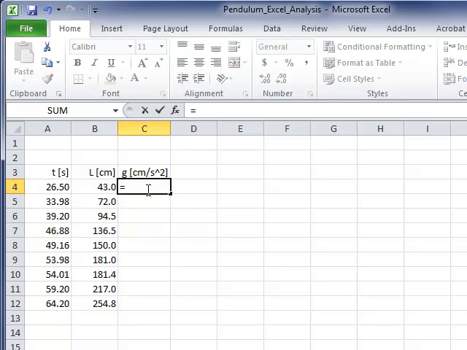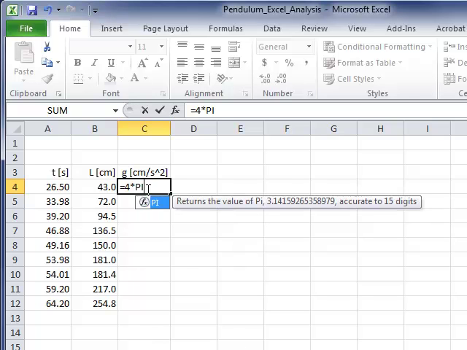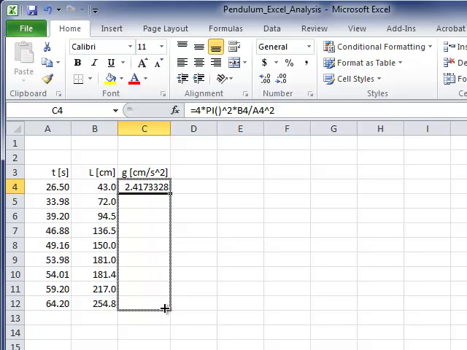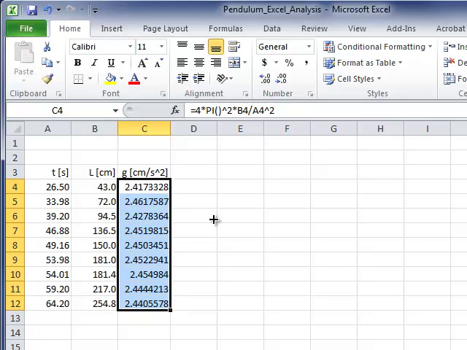4 pi squared L over t squared. So equals 4 times pi, this is how to write pi in Excel, squared, times L. L is this one here, so I'm going to grab this one here as cell B4, and then divide by the time, which is this one over here. So that is cell A4 squared. Enter, and I'm going to highlight this one here and pull it all the way down on the lower right hand corner. Whoops, yep, there it is.